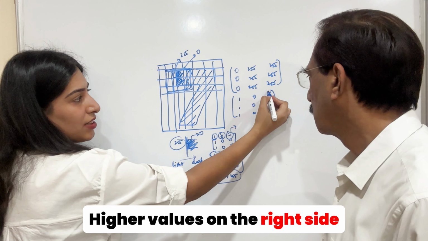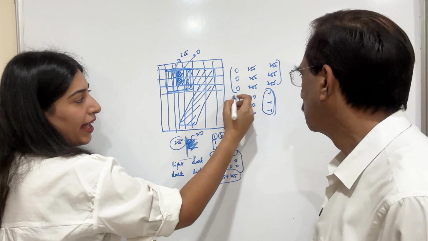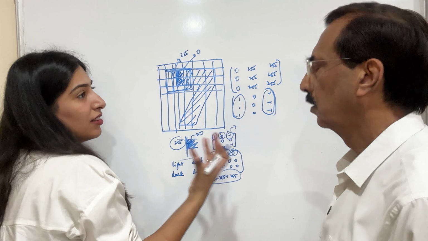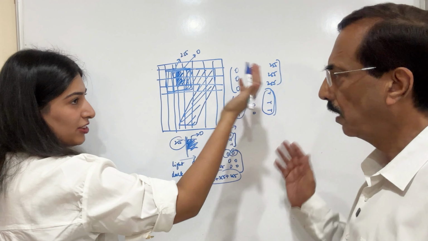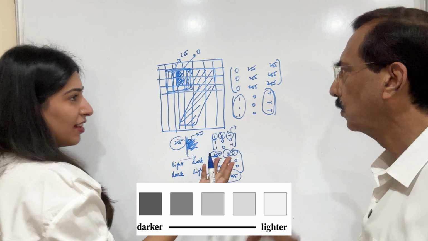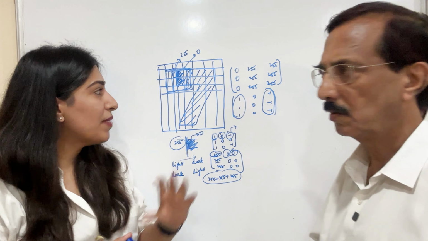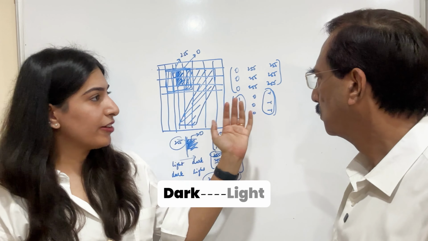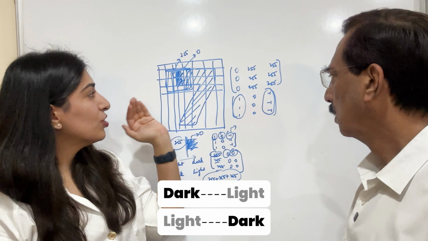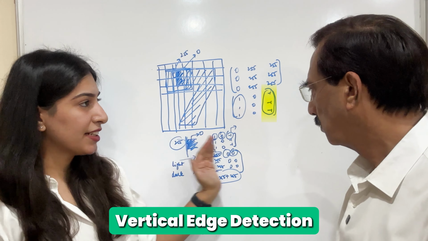Because now the value is negative, you understand that there are higher values on the right side. When you multiply -1 and 1, the product is coming negative. So the values are greater on the right side, so it must be lighter on the right side. So you understand the concept. Mathematically, this is how you can understand that the values are going from dark to light or from light to dark. So what we just did is vertical edge detection.